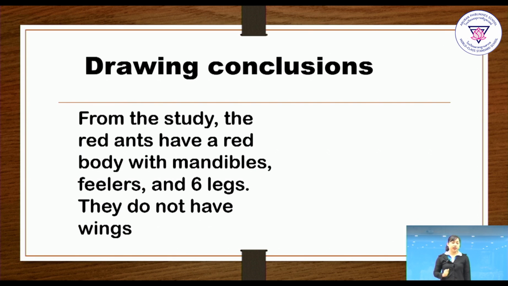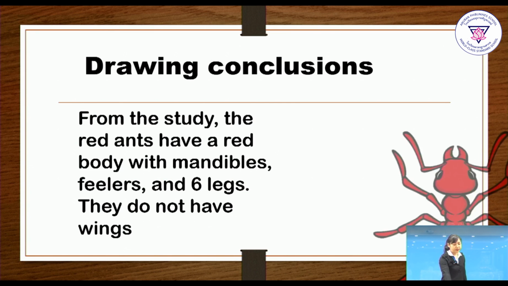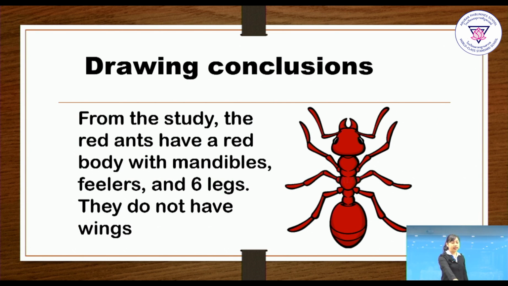And the last one is the drawing of conclusions. From the study, the red ants have a red body with mandibles, feelers, and 6 legs but not 4, and they do not have wings. The ants have no wings. So this is the ant.